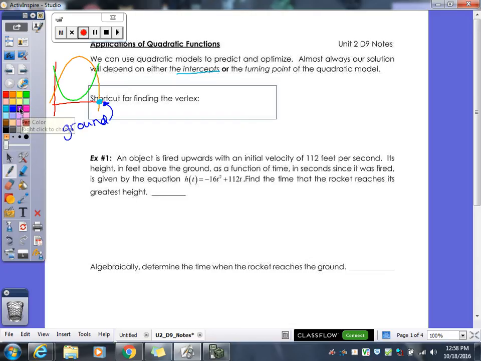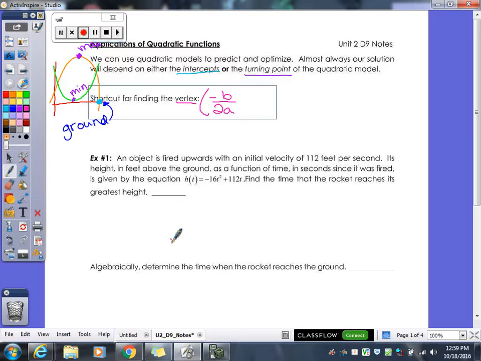Other kinds of questions that they ask us involve your turning point. So that's either your max or your min. So it's asking, when does the ball reach its maximum height and what is its maximum height? Or how many cupcakes do you need to sell to get your lowest amount of profit, or something along those lines. So when you're trying to find your max or your min, you're really trying to find your vertex, which there is a little formula for. To find the x value of your vertex, use the formula negative b over 2a.